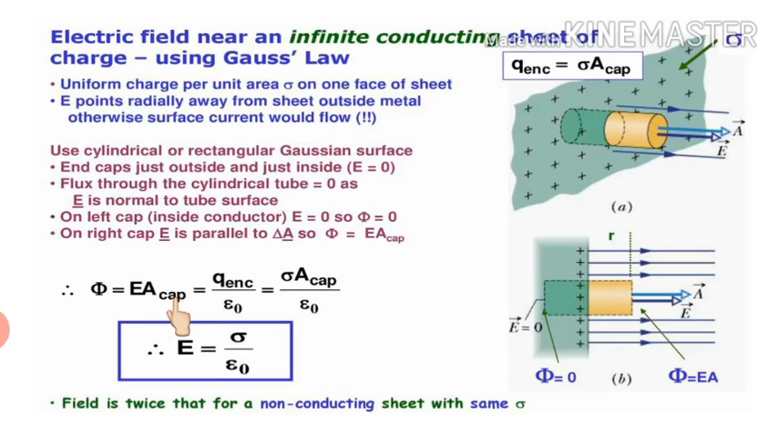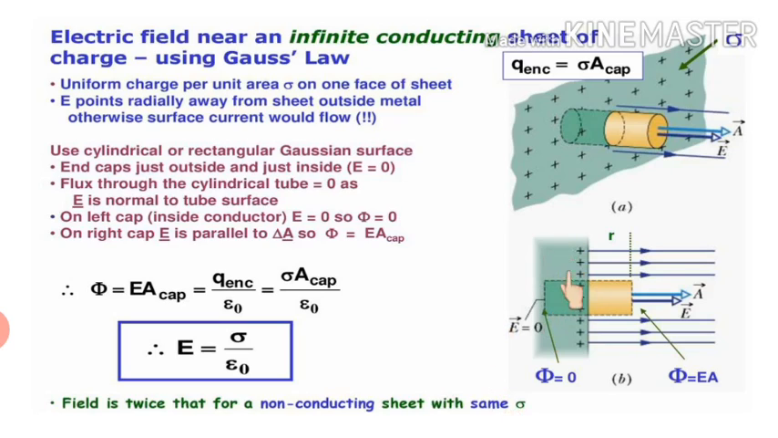We just want to write the expression for E, so we have to shift this A to that side. So it will be q upon epsilon naught into A. Now this q could be replaced by sigma into A. So finally, E is equal to sigma A upon epsilon naught, and this A and this A will get cancelled. So finally we will have E is equal to sigma upon epsilon naught. Now the field is twice that for a non-conducting sheet with the same density.